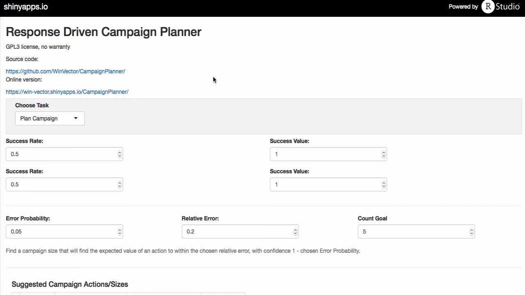We're now on the planning worksheet, where you enter descriptions of 2 theoretical campaigns, the success rate of each campaign and the value of success.